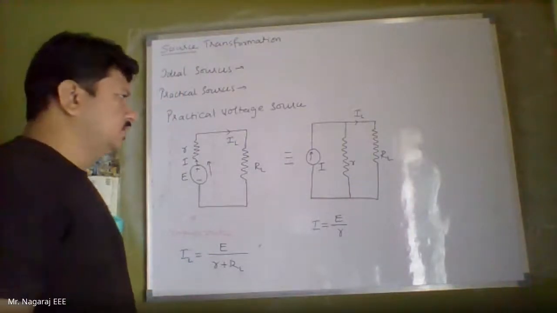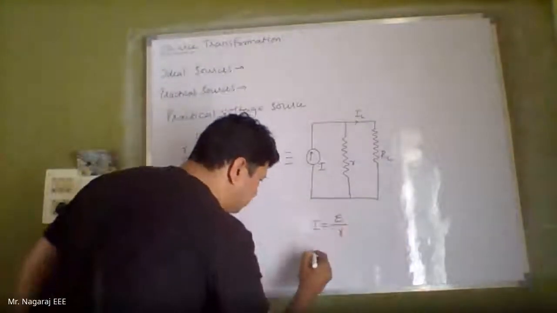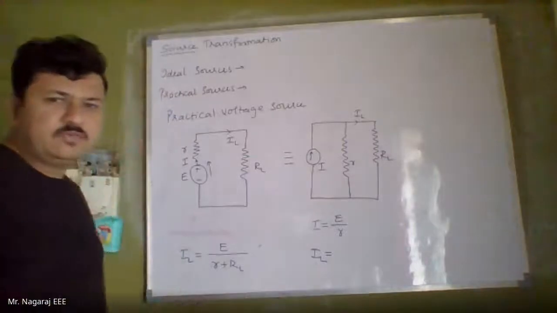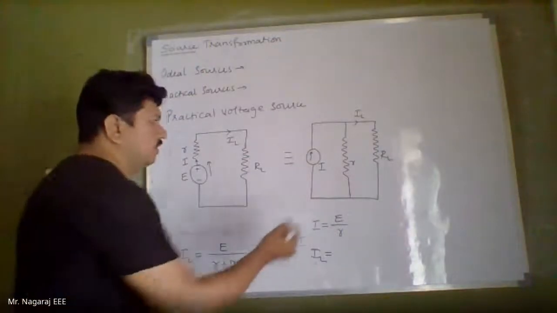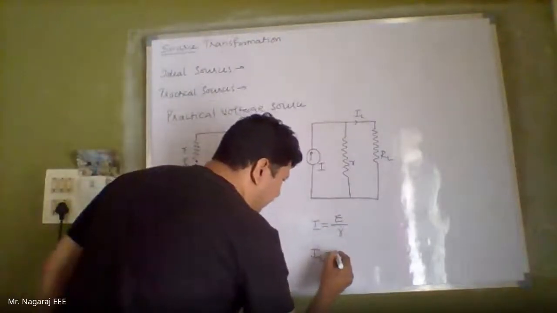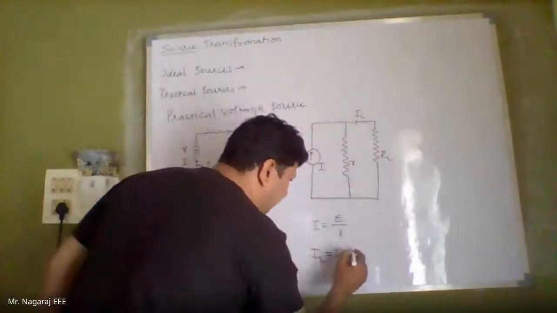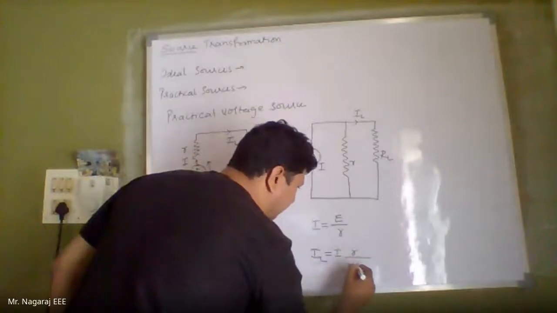Then what is IL? IL is, apply the current divider formula. I into, since I want the current in RL, it will be R divided by R plus RL.